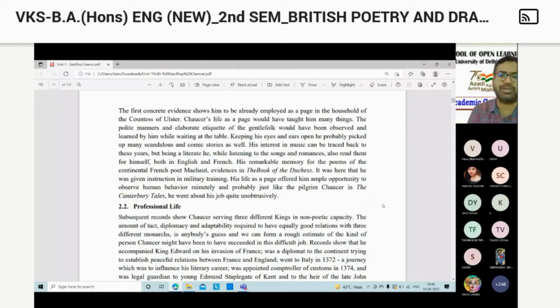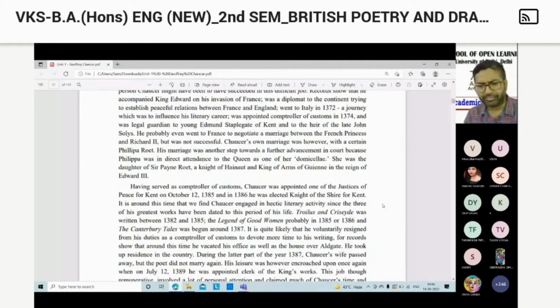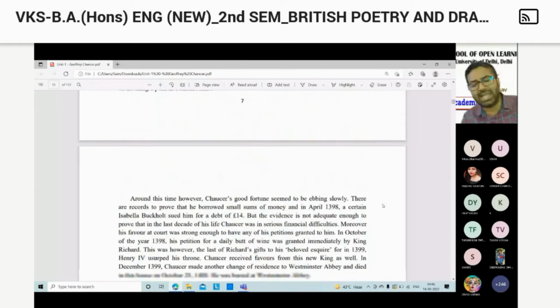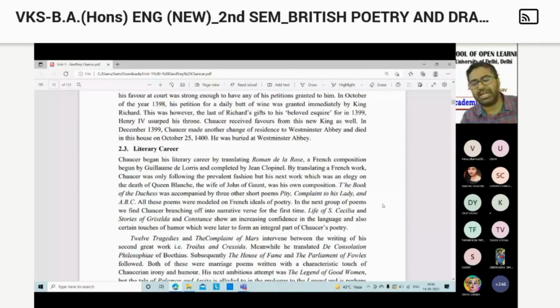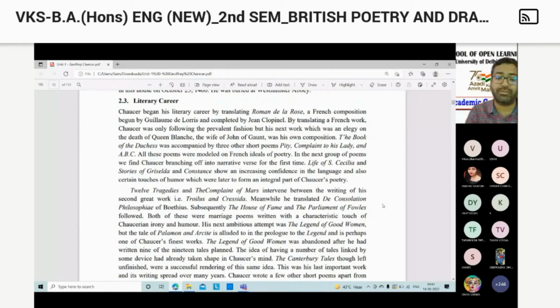His literary career was very long. Besides the greatest writing of Chaucer, the Canterbury Tales, he has written many other things like Roman de la Rose, Complaint to His Lady, the Book of the Duchess, Pure Tragedies, Complaint of Mars, Troilus and Criseyde, The Legend of Good Women. All these things have been written by him, but till date, the most famous work of his is definitely the Canterbury Tales.